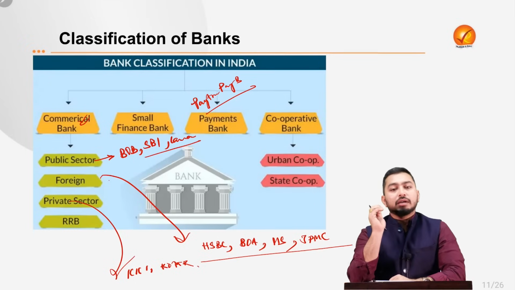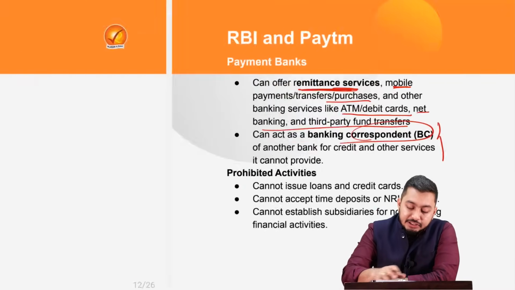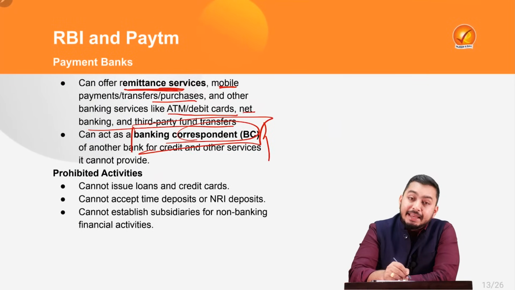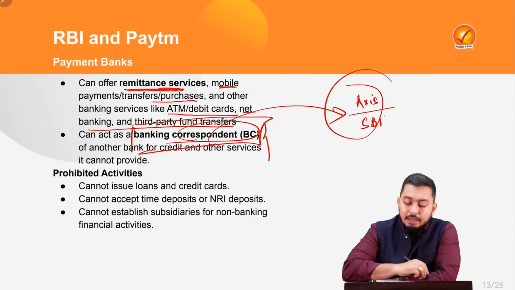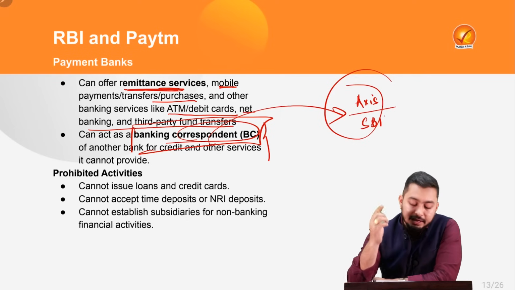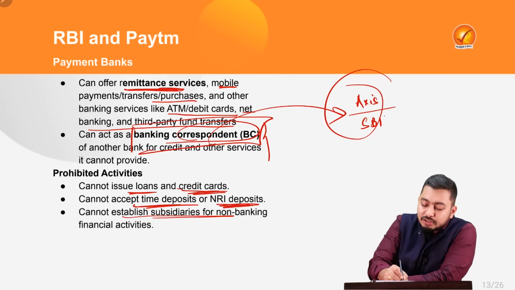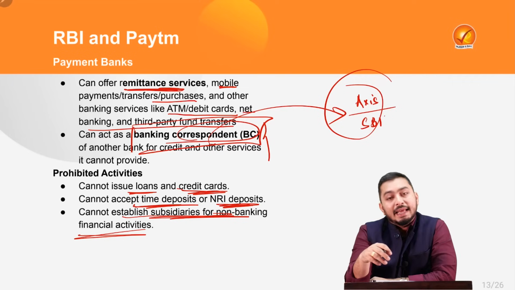Now, can you speculate at this point of time? Can we say that this particular bank, a payment bank, can act as a banking correspondent for, let's say, an Axis Bank or for, let's say, SBI? The answer is yes. Now, what is absolutely prohibited? You cannot issue loans, credit cards, you cannot accept time deposits or NRI deposits, and you cannot establish a subsidiary for NBFC activities, non-banking financial activities.